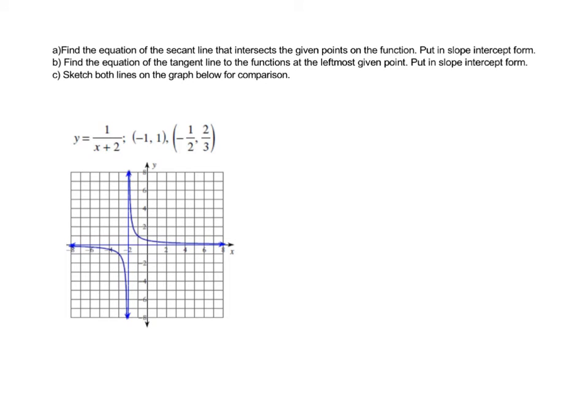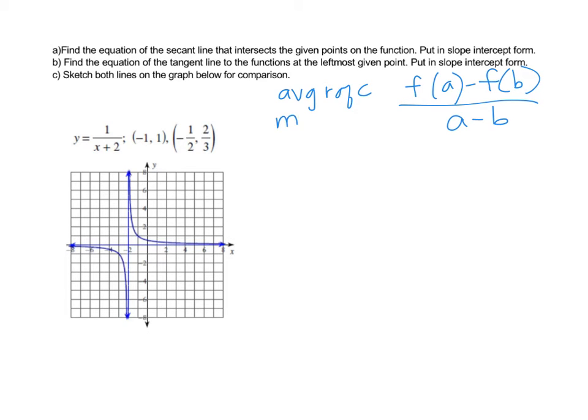Now here is an interesting problem. It says, find the equation of the secant line that intersects the given points on the function, put in slope-intercept form. Okay, so if you'll recall, what we had before when we had the average rate of change, it was f of a minus f of b all over a minus b, right? The average rate of change is the slope of the secant line. So when we're finding the slope of the secant line, we're actually just finding the average rate of change.